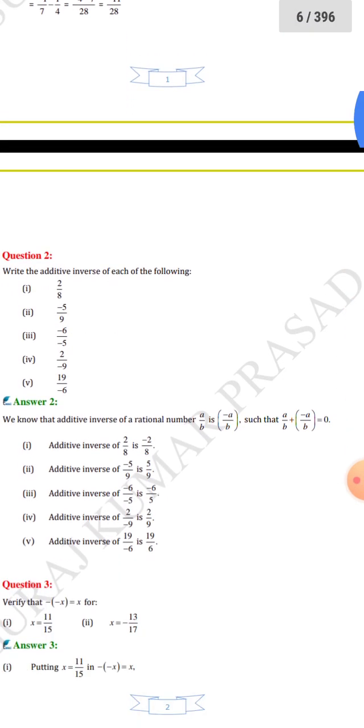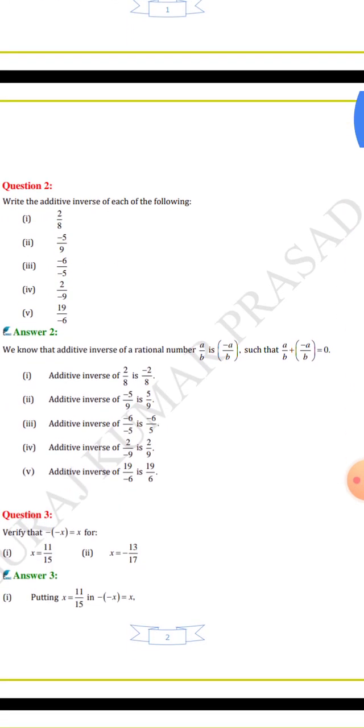Let's go to the second question. Question number 2: write the additive inverse of each of the following. The first one is 2/8. The second one is -5/9. The third one is -6/-5. The fourth one is 2/-9. The fifth one is 19/-6.